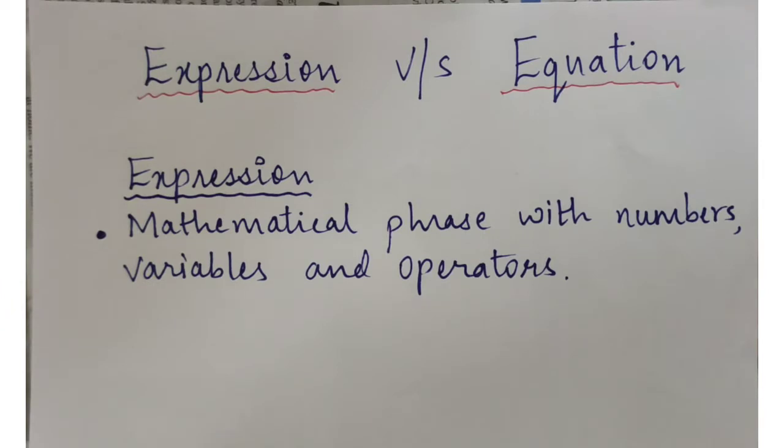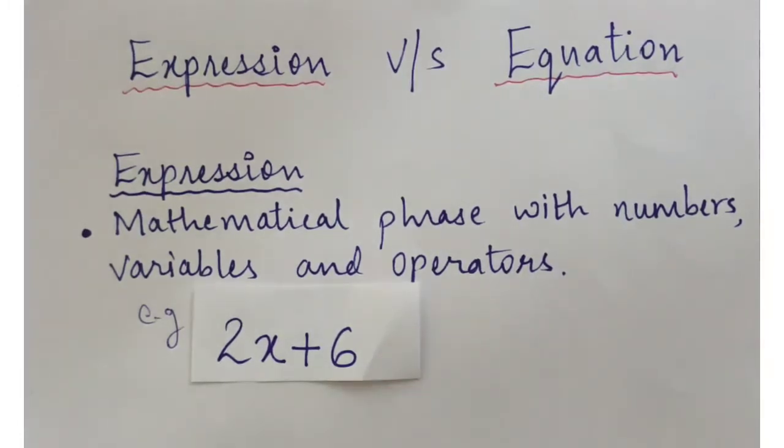So basically what do you understand by this? That we have a phrase. Now this word phrase you must have come across in the subject English. Okay, so even here in mathematics we understand that expression is a phrase which includes numbers, variables and operators. It is a combination of all these three.